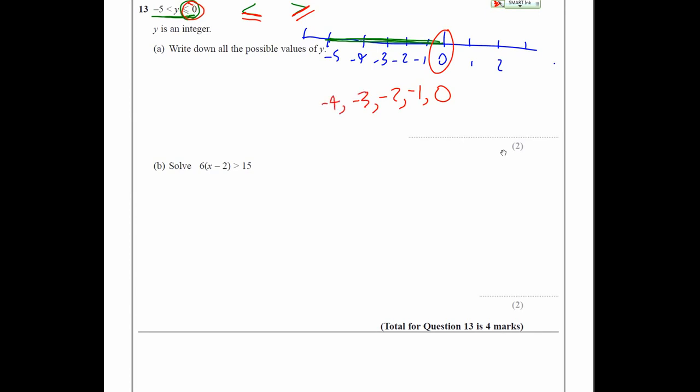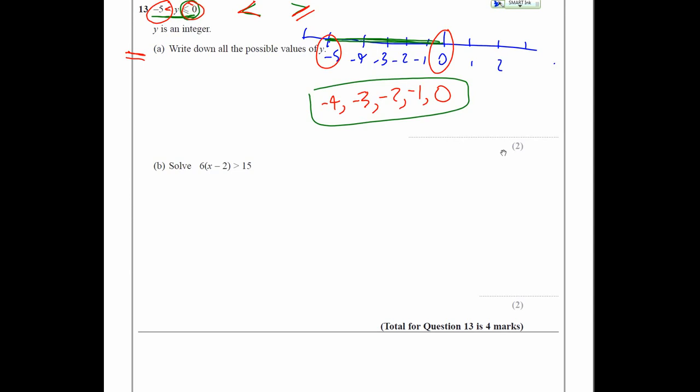Do we want -5? No, because there's no equals with it. It's just the sign on its own. So we don't want -5. That's our answer for 2 marks. They're all the whole numbers between -5 and 0, not including -5, but including 0.